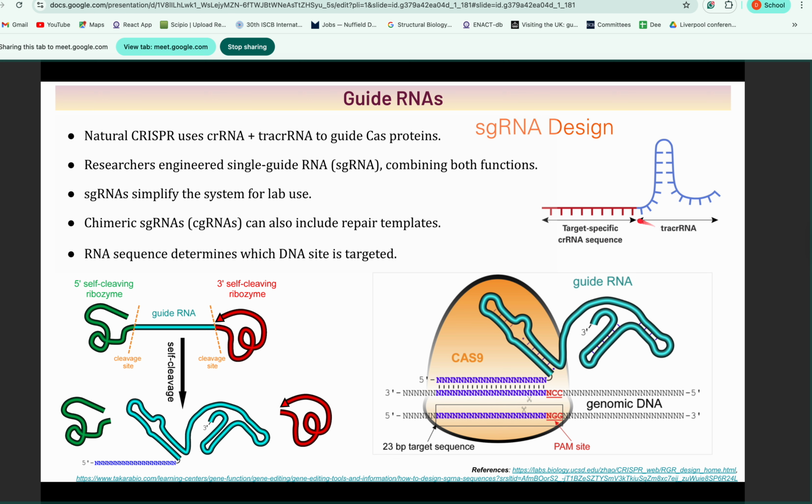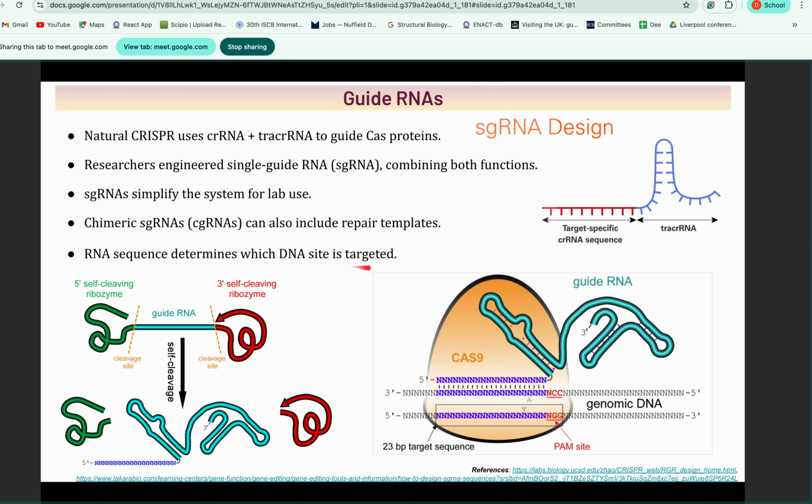In single guide RNA, we will be having a sequence which is corresponding to the tracer RNA and another sequence which will be belonging to the CRISPR RNA. In this CRISPR RNA, this sequence is like the spacer sequence, which is complementary to the gene which I want to attack, or which I want to cleave, or I want to edit. So in that way, both of them are linked to each other and they are combinedly making a single guide RNA. So I don't need two separate RNA molecules. Single guide RNAs simplify the system for lab use, because I don't need two separate RNAs. And chimeric single guide RNAs can also include repair templates.